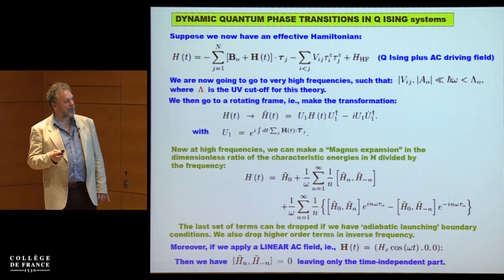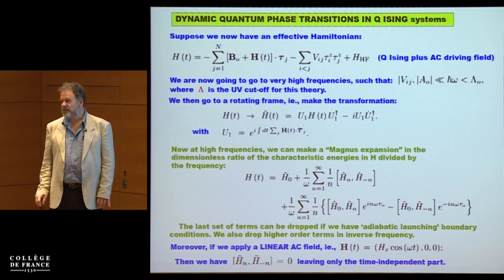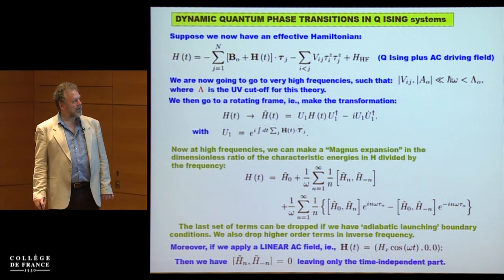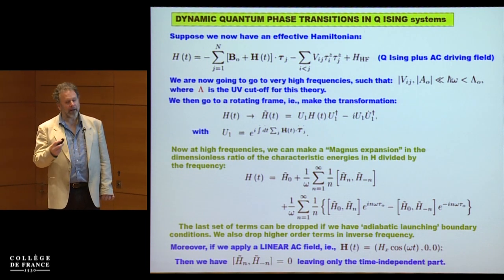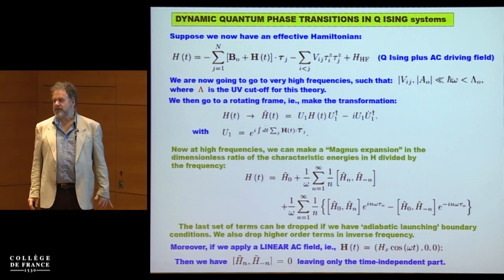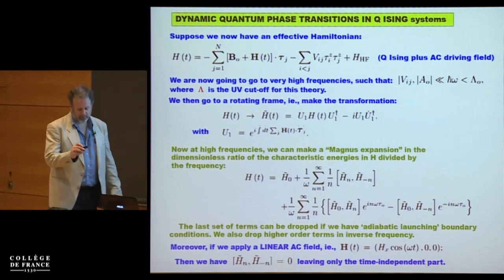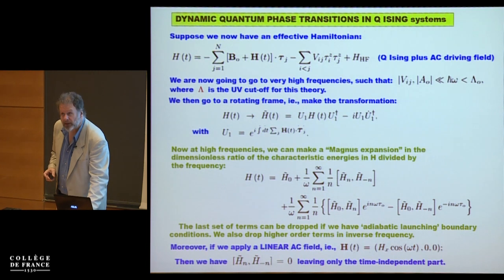So there's a very well-known formalism for this. When the frequency is really high, you expand in inverse powers of the frequency, the so-called Magnus expansion, and then you can rewrite everything in a time-dependent frame, and this is known as the Floquet expansion. And so this is what we were doing, and I'm not going to go into the details.